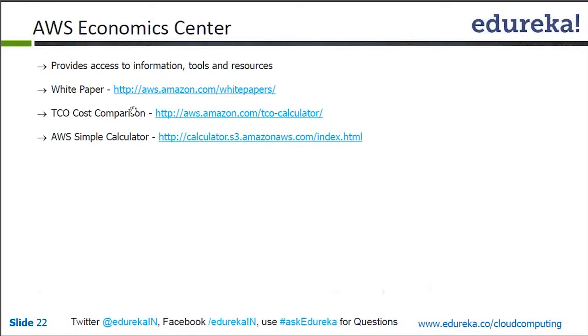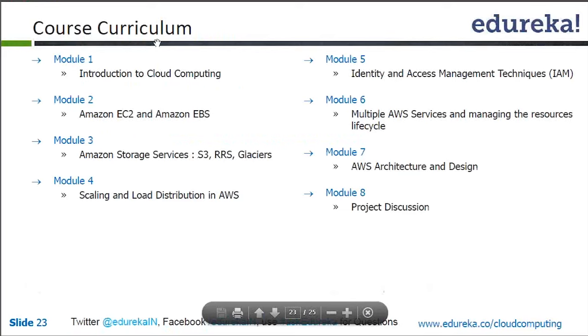Another important topic is budgeting. Whenever you have huge flexibility in the infrastructure you want to use, you need to work within the budget, because in any enterprise the final call is on the dollars, how much you want to use and can utilize. There is something called the simple calculator, cost comparison, TCO, total cost of ownership. We'll discuss budgeting in more detail, how to design your architecture to have a lower-cost infrastructure, in a separate session. And this is the course curriculum.